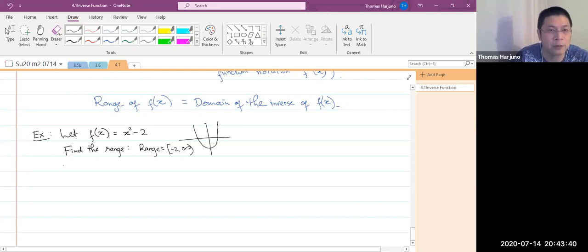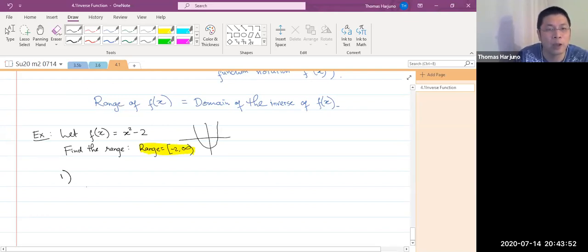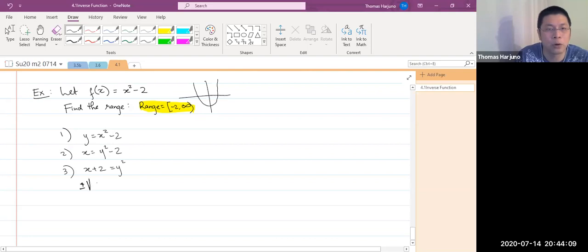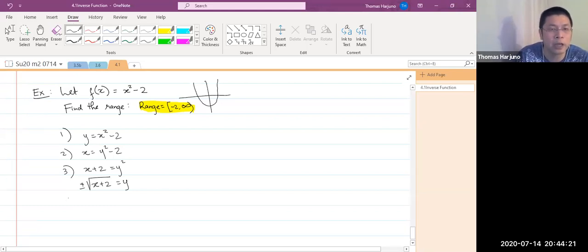Yes, by finding the inverse. Okay, that's something we know before, right? But let's confirm that analytically. So step 1, I change the f(x) to y. Step 2, I swap the x and the y. Step 3, I solve for y. And I get plus or minus the square root of x plus 2 equals y. Now notice that that's not a function, because some x's give you 2 different y's. Okay, so I cannot go on with step 4.